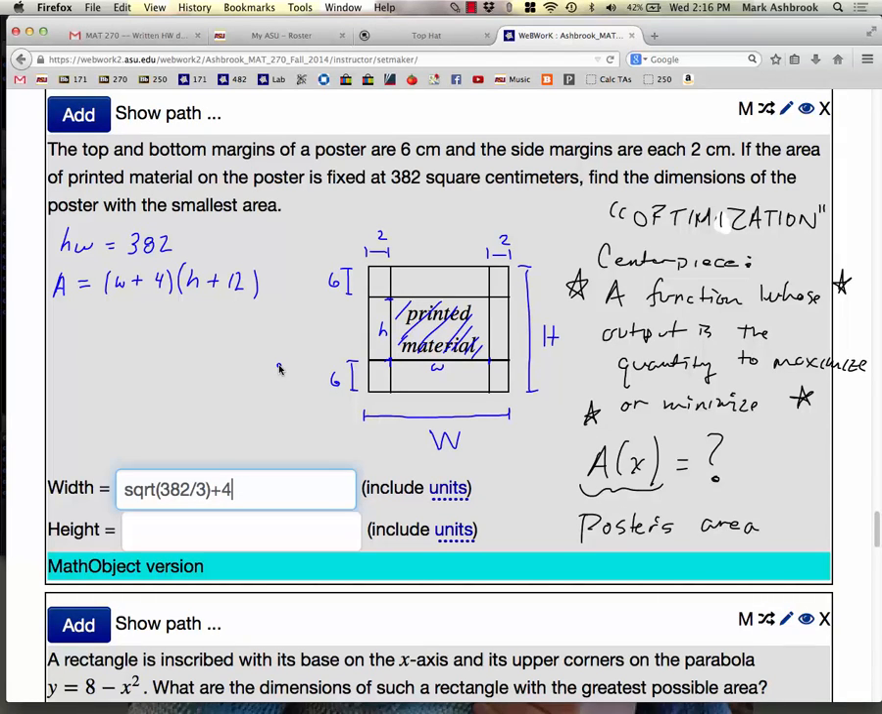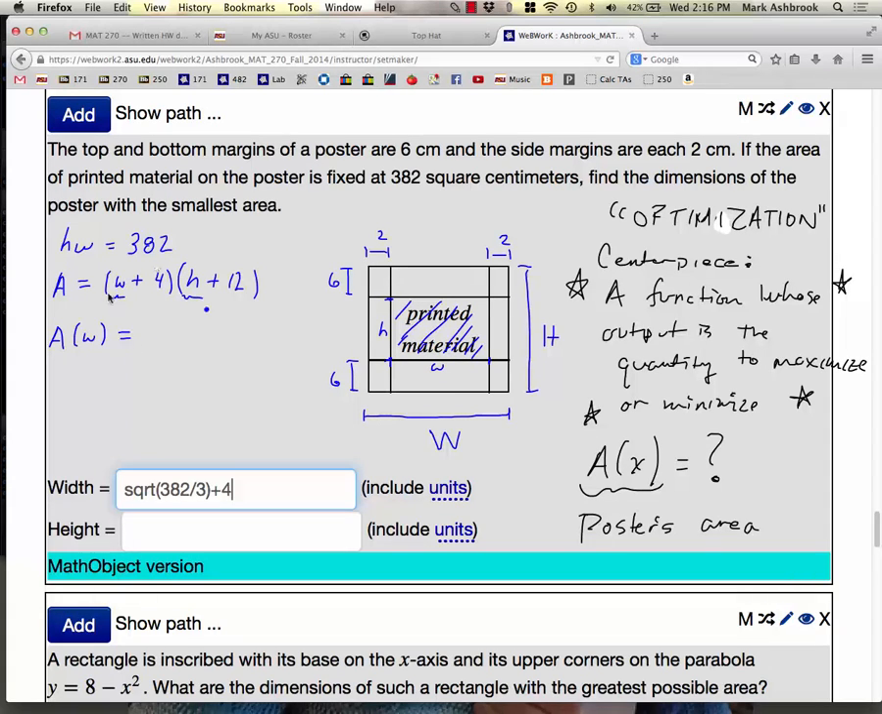So we've got something like a function for the poster's area, but what's still not complete about it? Okay, it's in terms of two different changing quantities. All right, so when you get this function whose output is the quantity you're trying to maximize or minimize, you need to get it down to one input variable. So it's either going to be w or h. Take your pick. So we can do A of w.